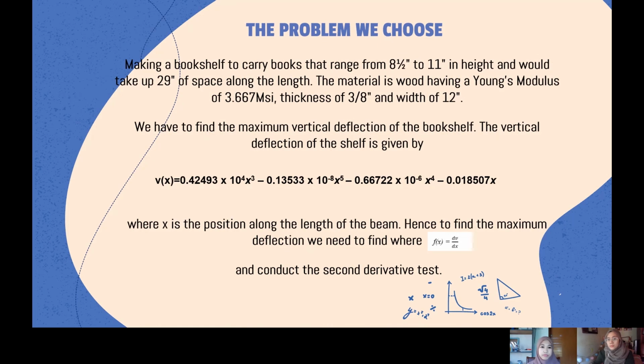So the problem we choose: making a bookshelf to carry books that range from 8.5 inch to 11 inch in height, which would take up 29 inch of space along the length. The material is wood having a Young's modulus of 3.667 Msi, thickness of 3/8 inch and width of 12 inch. We have to find the maximum vertical deflection of the bookshelf. The vertical deflection of the bookshelf is given by these functions, where x is the position along the length of the beam. Hence, to find the maximum deflection, we need to find where dy/dx is zero and conduct the second derivative test.